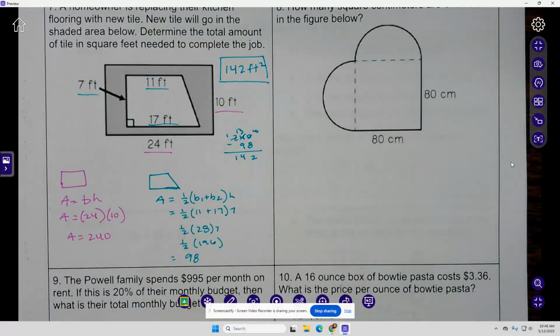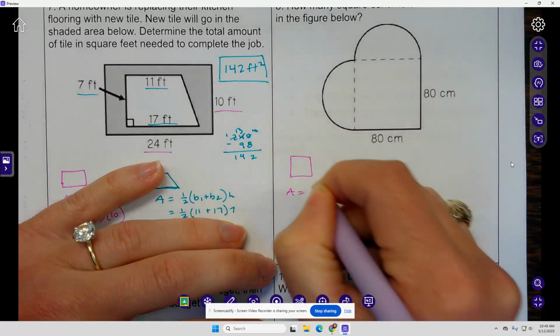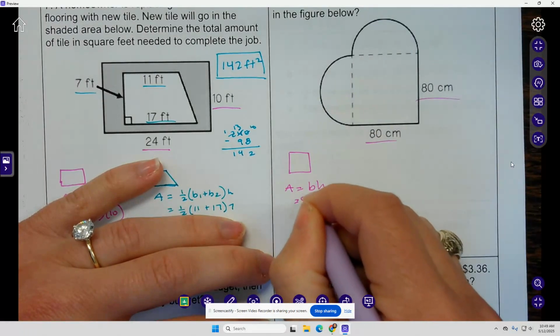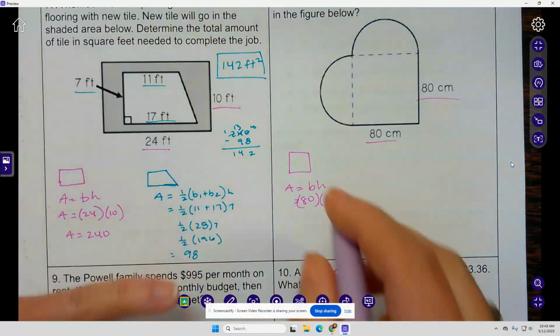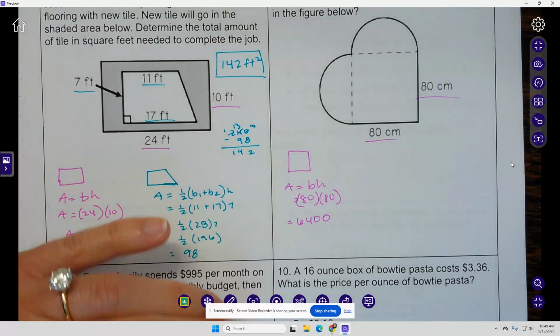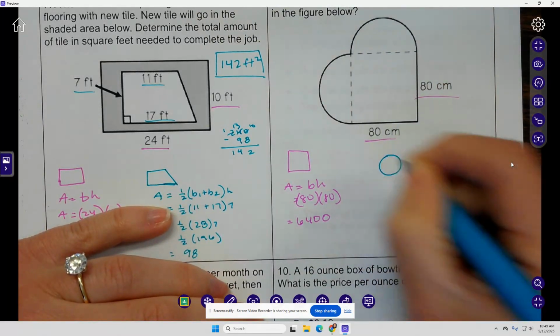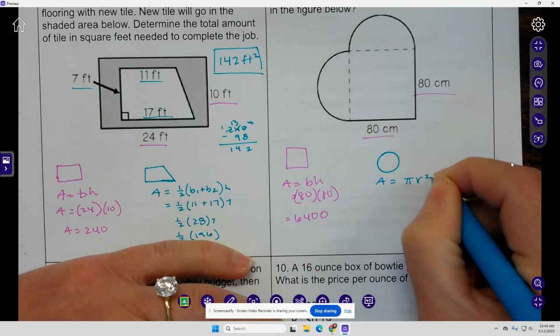Number 8, how many square centimeters are enclosed in the figure? Enclosed means area. So again, I have two shapes here. I have a square, so area equals base times height, where the base is 80 and the height is 80. 80 times 80 is 6,400. My next shape is two semicircles, which if you put two semicircles together, you just get one circle. So the area is pi r squared.